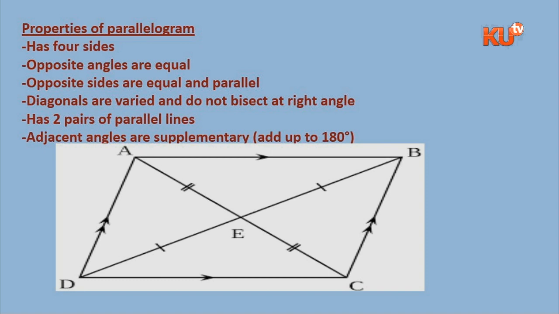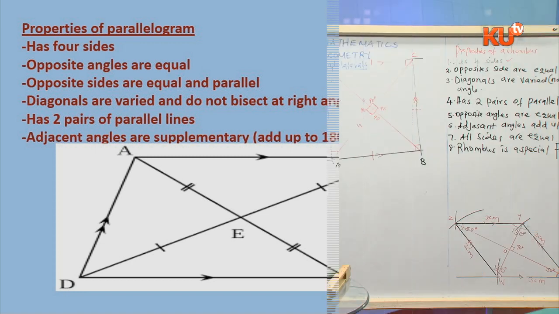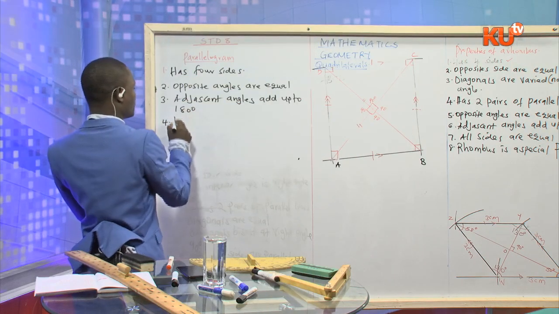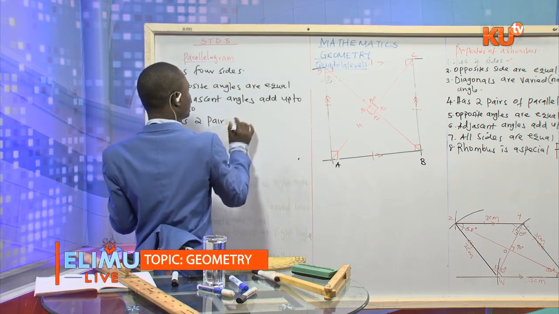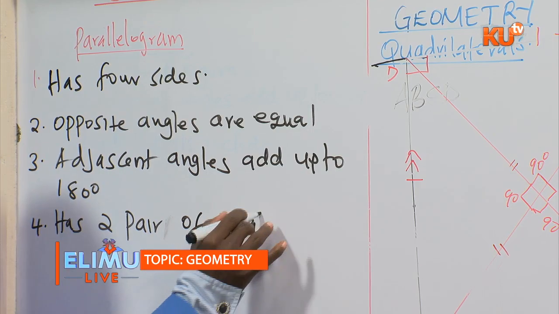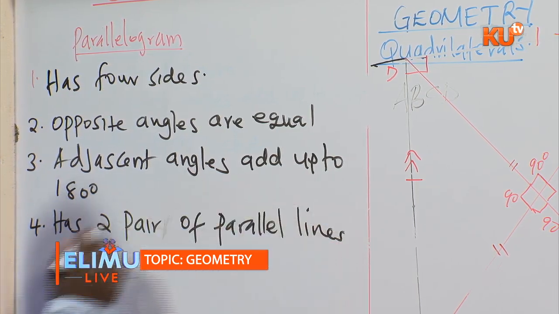Number two, opposite angles are equal. Number three, adjacent angles add up to 180 degrees. Number four, it has two pairs of parallel lines.